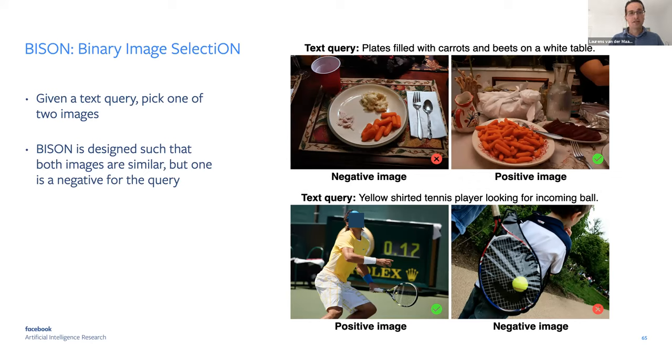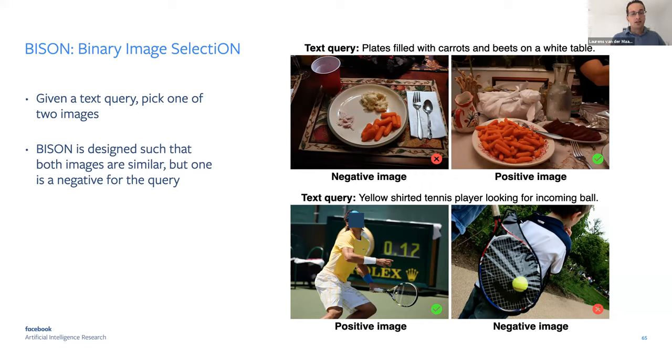of image retrieval, right? So again, you get a text query, but now in addition to the text query, you get two images that are very similar, but only one is described by the text query and the other one's not, right? So for instance, the text query could be plates filled with carrots and beets on a white table. And in this case, only the right image is correct, right? The left image also contains a plate with carrots, but it's only one plate and there are no beets, right? And so that image is incorrect.